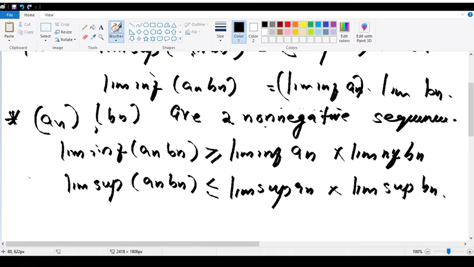So these are some importance of sequence, theorems and all things. Next we can discuss some problems.